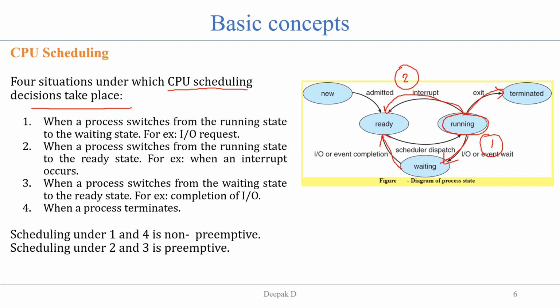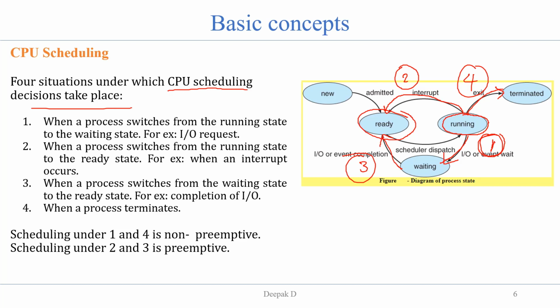So here you can see situation number 1 and 4. There is no choice with respect to the scheduling, whereas for situation number 2 and 3, there is a choice for your scheduling purpose. Means at least one process should exist in your ready queue. So that process is selected for the execution where you can make the scheduling operations, or you can go with the scheduling of the process.